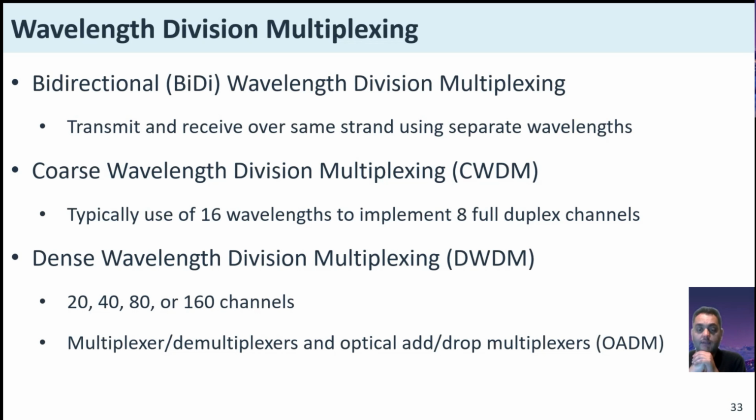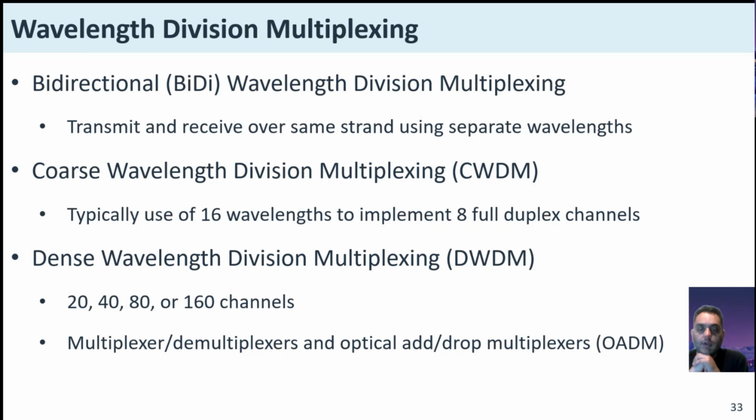Bidirectional wavelength division multiplexing, BiDi, transceivers transmit and receive signals over the same strand of fiber. So that's one strand of fiber. It doesn't require two. This uses WDM to transmit the TX and RX. You guys remember that?